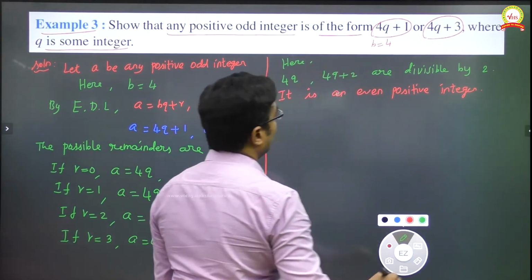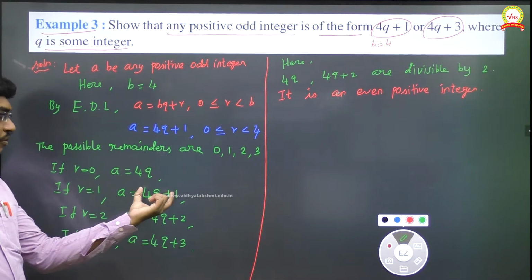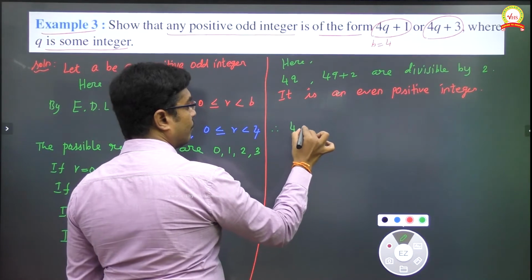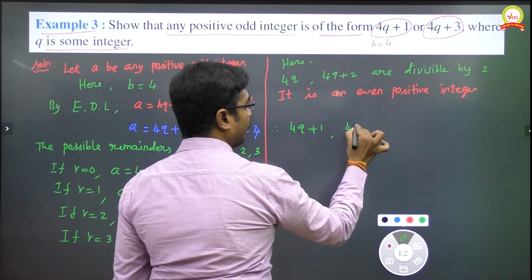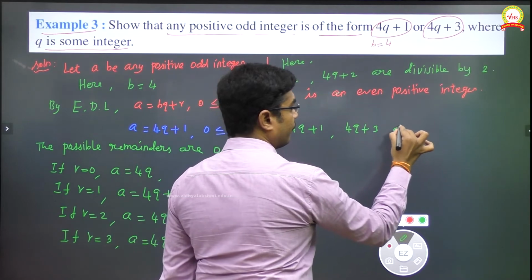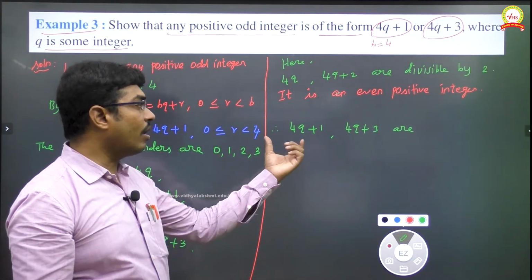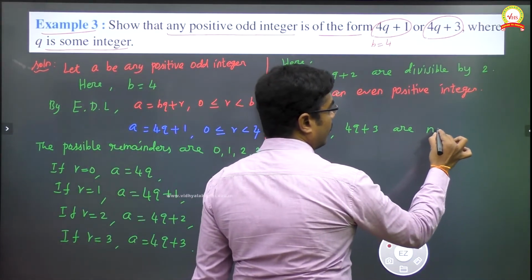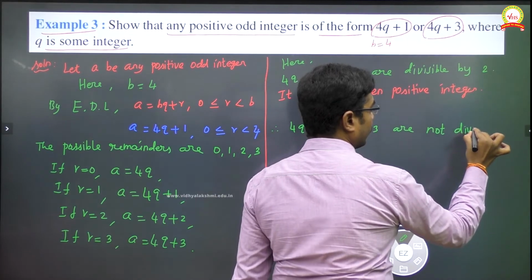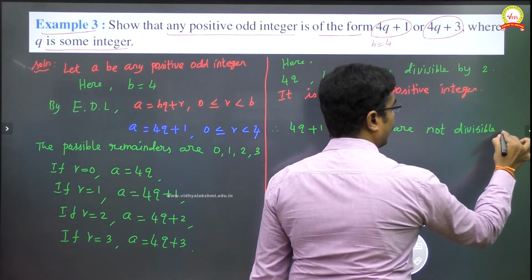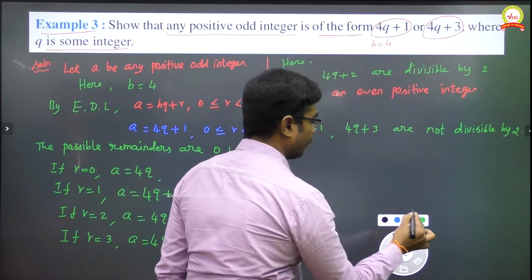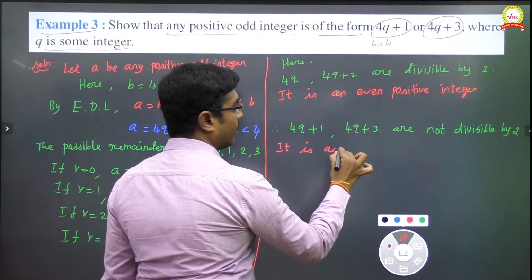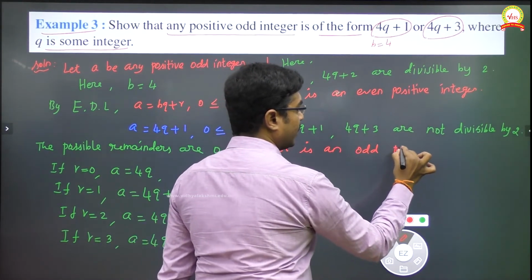Is it clear? Okay, next, what is the remaining? 4q plus 1 and 4q plus 3 are, tell me what is it? Not divisible by 2 because the remainder is 1 and 3. So, they are not divisible by 2. So, our conclusion, it is an odd positive integer.